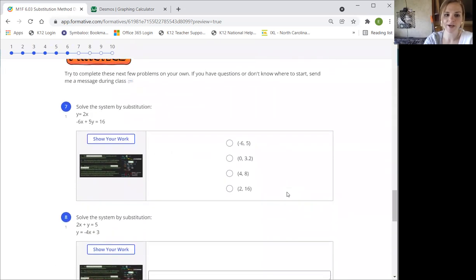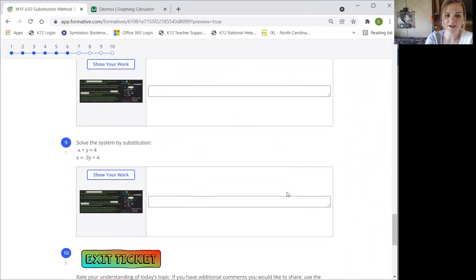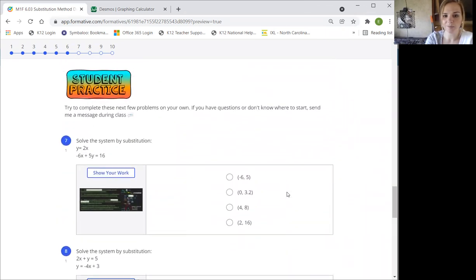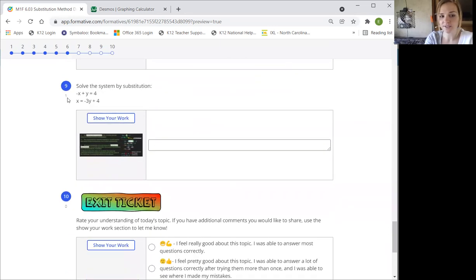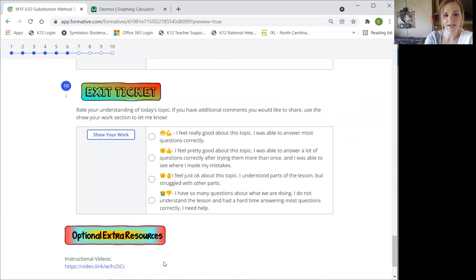So I want you guys to go ahead and practice solving 7, 8, and 9 on your own. See if you can come up with the correct answers for those ones. Go ahead and give me messages in the chat if you guys have questions at all, and fill out your exit ticket. We are going to continue working on this on Monday.